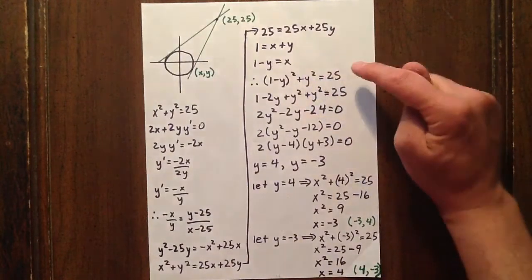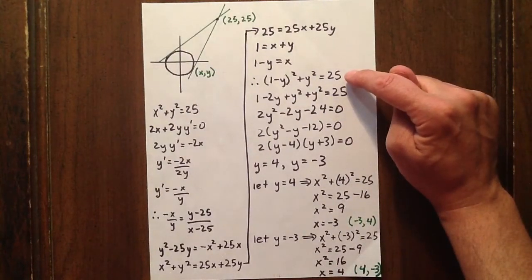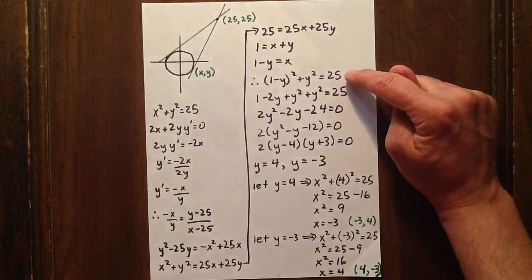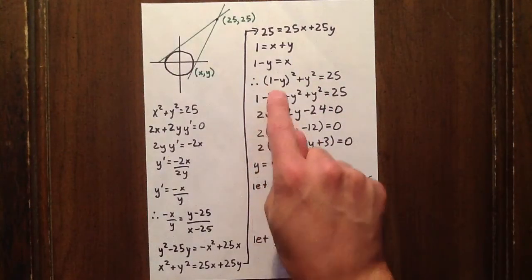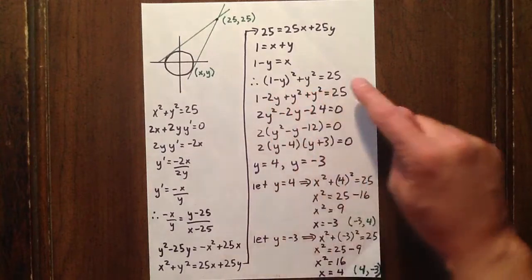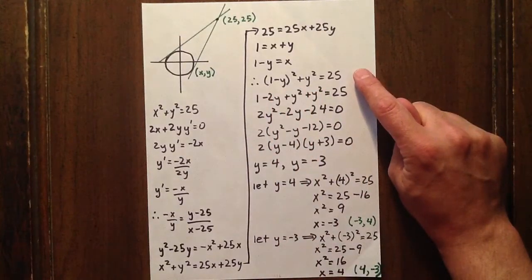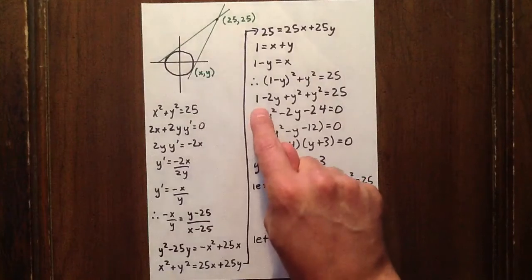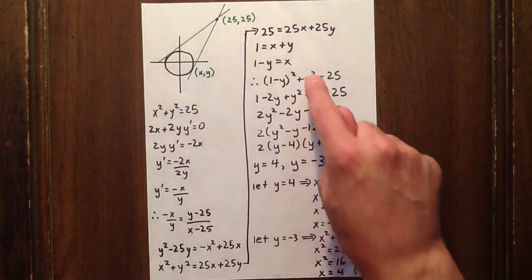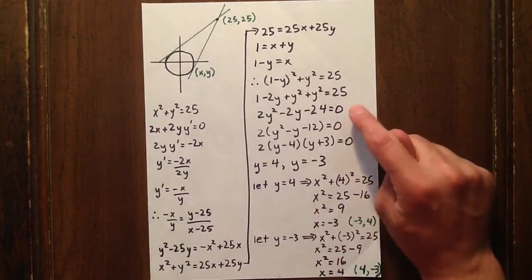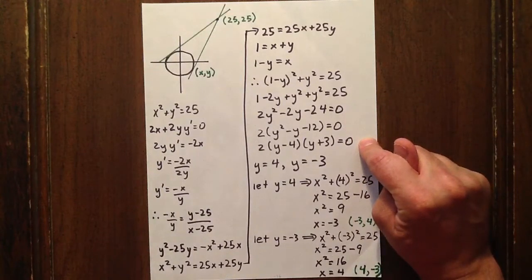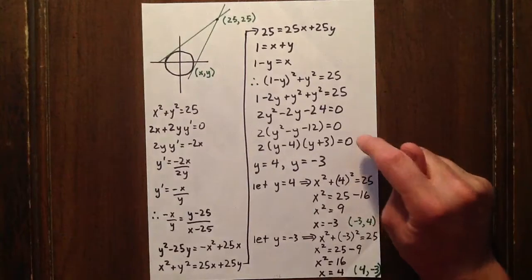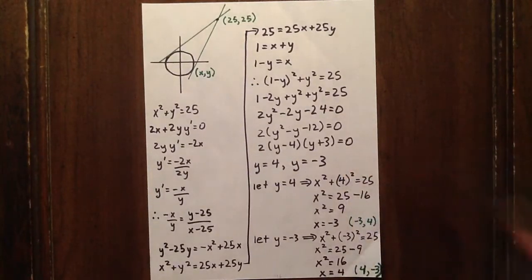And since we know that the point (x, y) is on the curve x squared plus y squared equals 25, we can sub in 1 minus y for x. (1 minus y) squared plus y squared equals 25. Well, we expand this out: 1 minus 2y plus y squared plus y squared equals 25. And simplify, and we get 2 times (y minus 4) times (y plus 3) equals 0. So that means that y is equal to 4 or y is equal to negative 3.